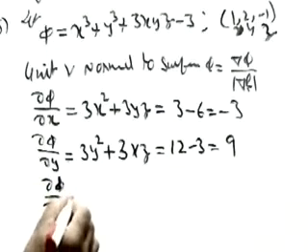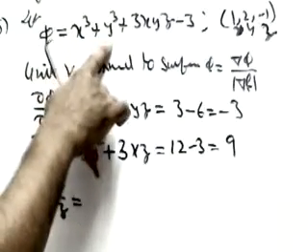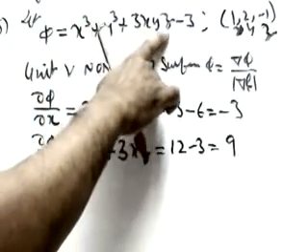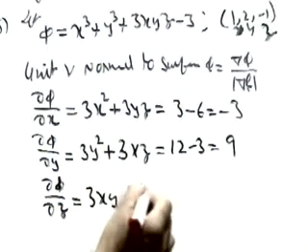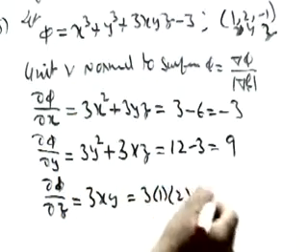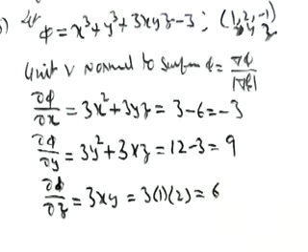Now lastly, ∂φ/∂z. Now with respect to z, we don't have z here, 0. d by dz of z will be 1, 1 into 3xy, 3xy. Now substitute the values. 3 into x is 1, y is 2, 3 twos are 6. So we got the values.